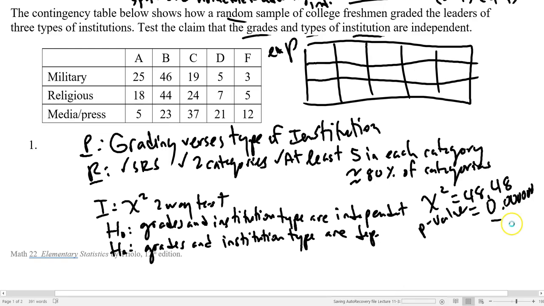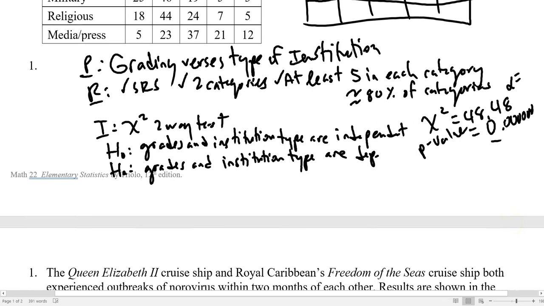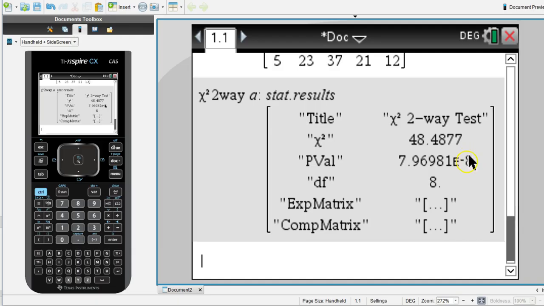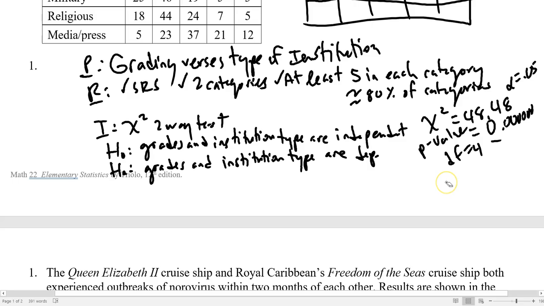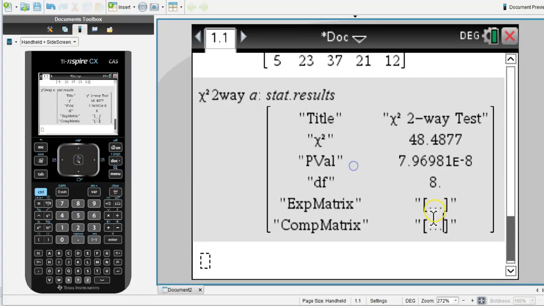I don't remember if they gave us an alpha, so I'm going to call alpha 0.05. Degrees of freedom should be 8, because 3 minus 1 is 2 times 4, so it's 8. Okay. Based on this, we're ready to write a conclusion. Let's make sure we fill in this expected.